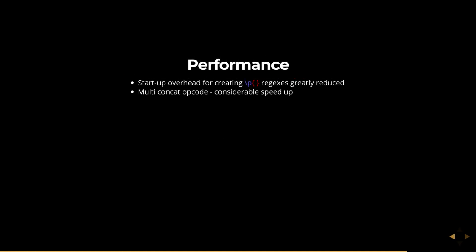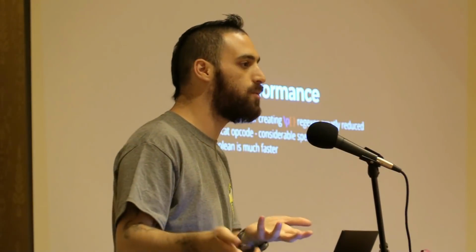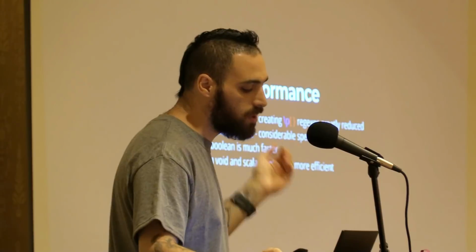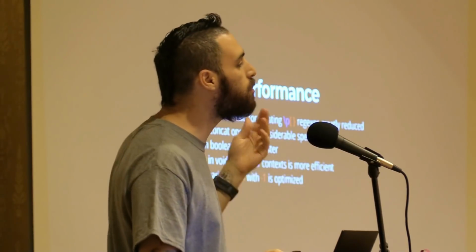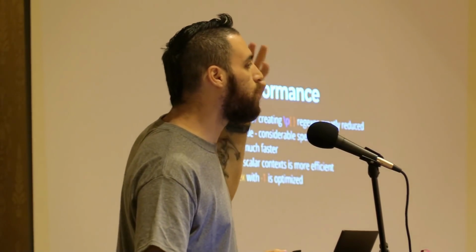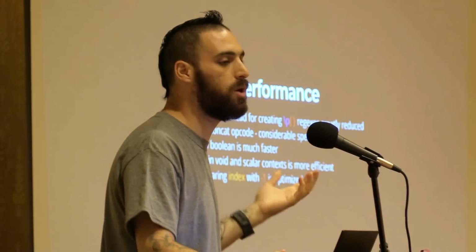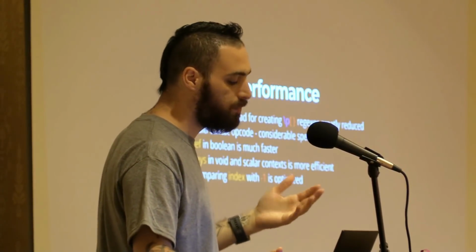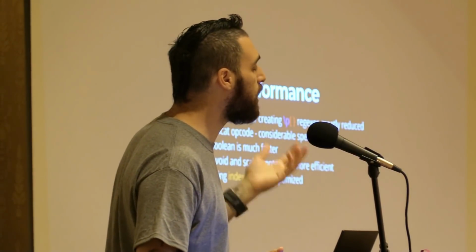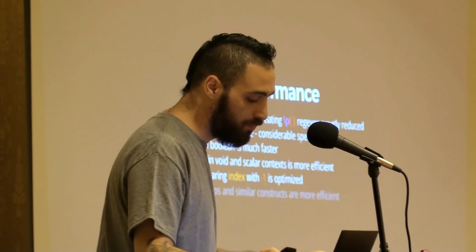Some more performance stuff. Ref, when you use it in Boolean context, is now faster because it doesn't have to construct the string of what that ref is. Keys in void and scalar context is more efficient. If you run index on something and compare it to -1, which is a very common pattern, Perl recognizes it and optimizes that.